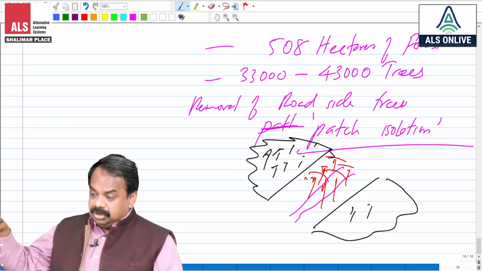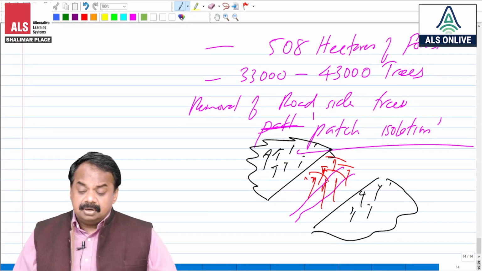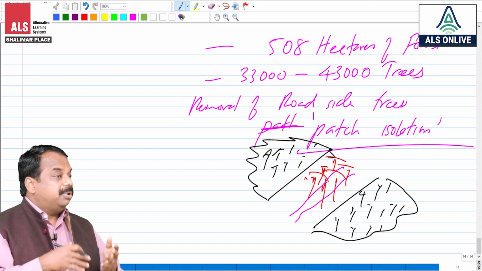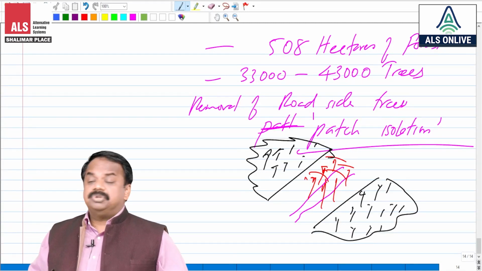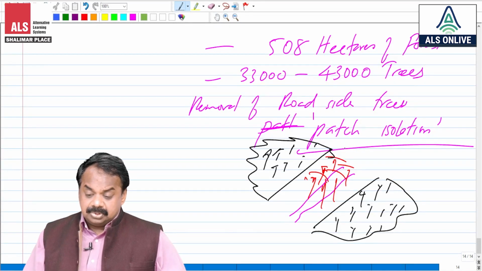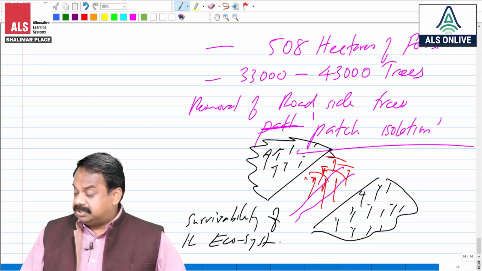Okay. If it's a continuous forest coverage, then there is a different ball game. And now what is going to happen is that patches will be isolated here and there. There will not be continuity in the forest, and it will have its own problems in the survivability of the ecosystem. So this will affect the survivability of the ecosystem because of the patch isolation.